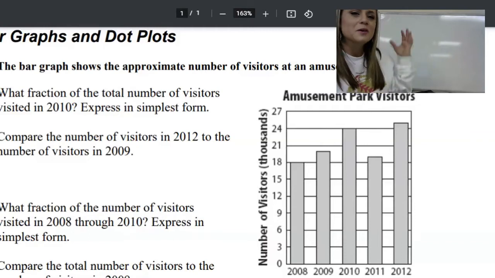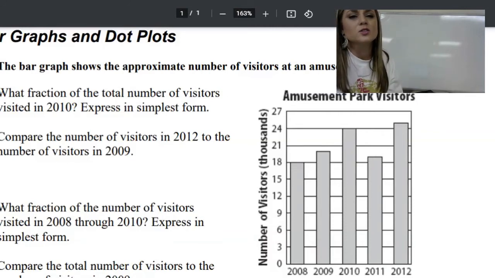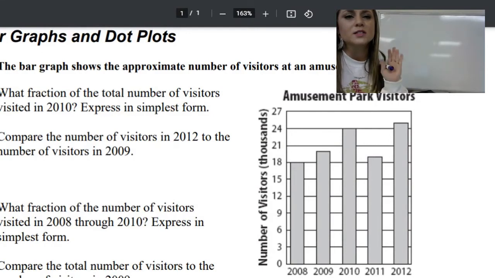All right, guys, so here we are. We're going to focus mainly on the screen, but I'm going to work out the problems over here on the board, all right? So let's look at this bar graph and dot plots. It says the bar graph shows the approximate number of visitors at an amusement park. What fraction of the total number of visitors visited in 2010? And they want us to express it in simplest form.